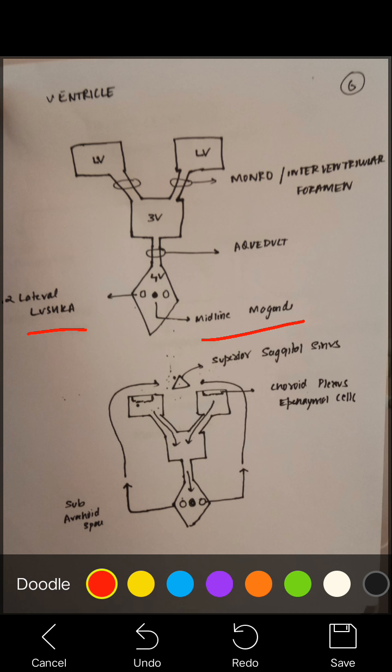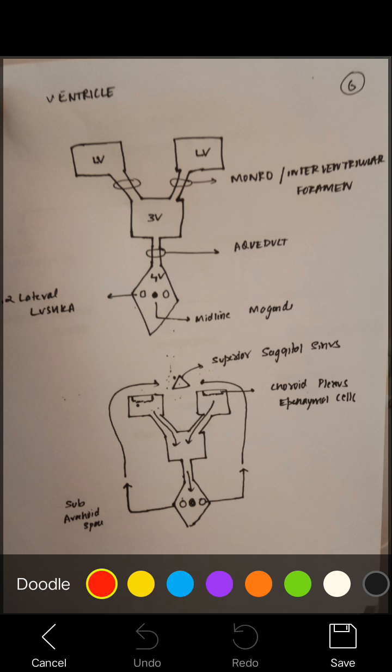From these, the CSF comes into the subarachnoid space and eventually gets absorbed through the arachnoid villi into the superior sagittal sinus. Remember, CSF is produced by the choroid plexus and gets absorbed in the arachnoid villi. Next is the clinical importance of these ventricles.